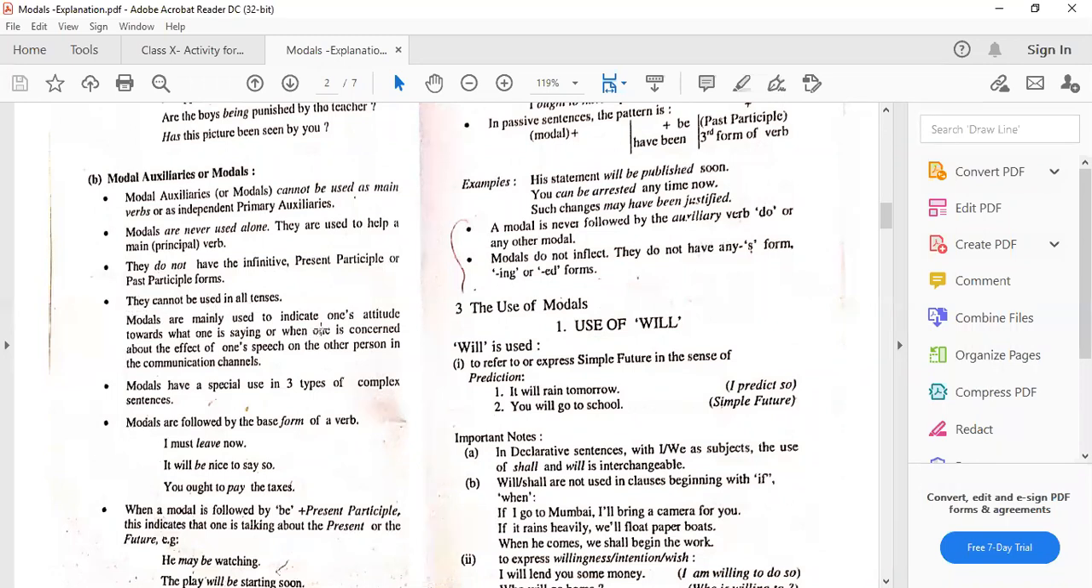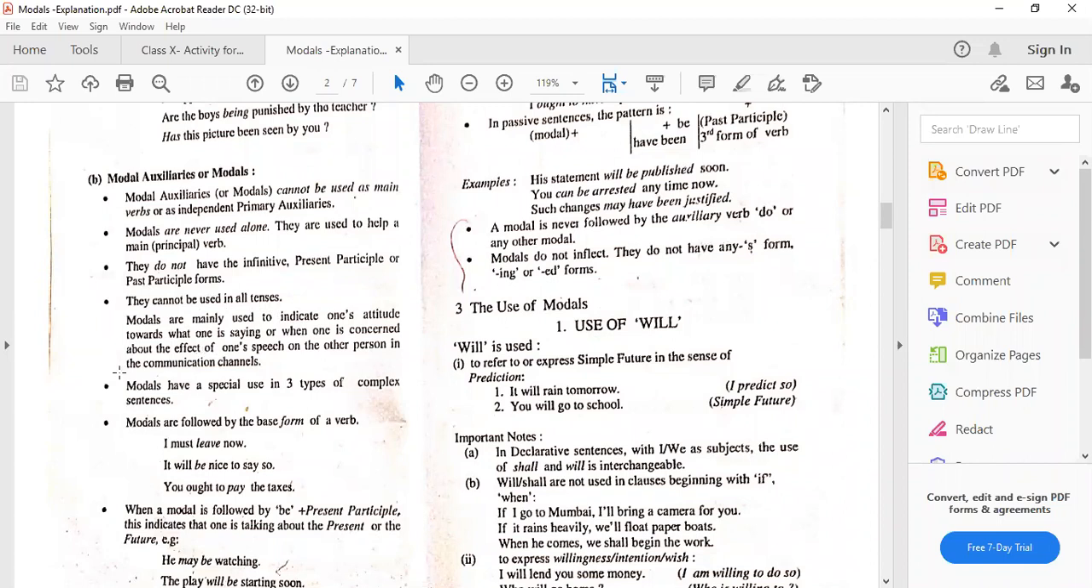Modals are mainly used to indicate one's attitude towards what one is saying, or when one is concerned about the effect of one's speech on the other person in the communication channels. They are mostly used to indicate the attitude of the speaker and the effect of that speech on the listener in the communication channel. When we communicate to each other, it tells about the attitude of the listener as well as the speaker.